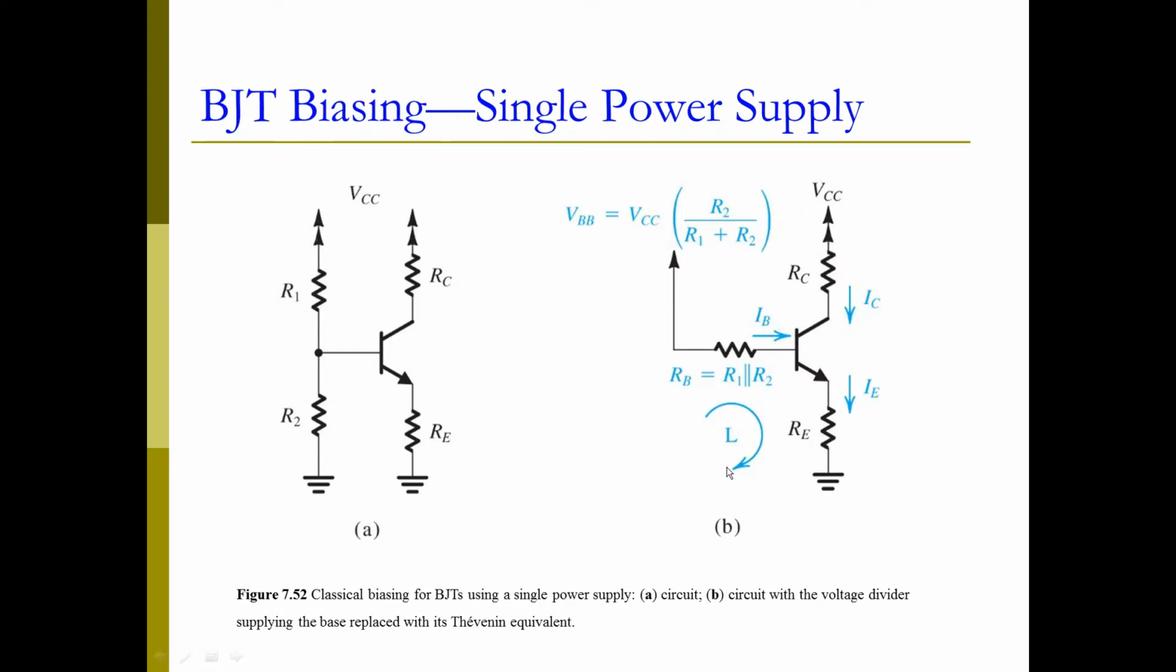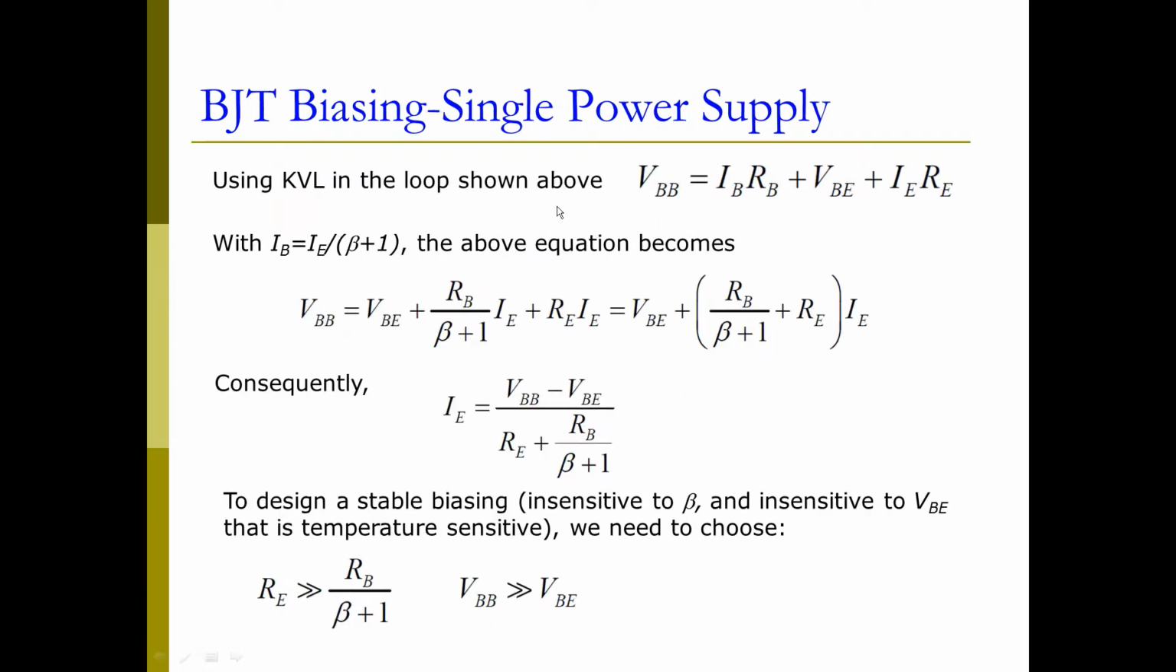For this loop, we can apply a KVL. From this KVL equation we can see this RB here, and we can replace the base current with the emitter current using the relationship we have before. And then we get this new equation here. With this new equation, we can rewrite it and eventually get the emitter current. And this is, after the biasing, the emitter current we should have.